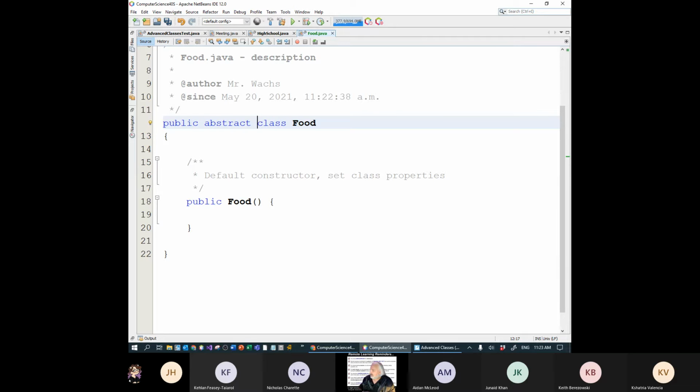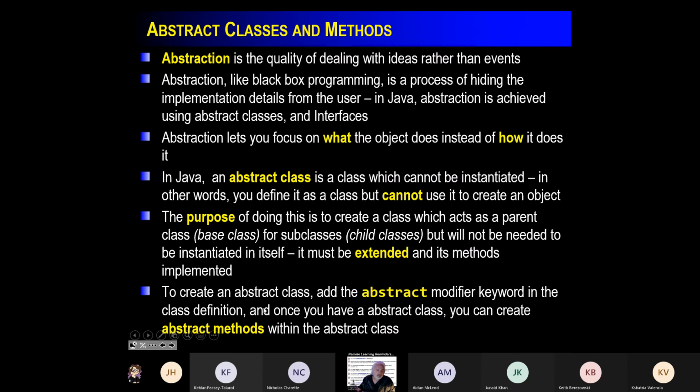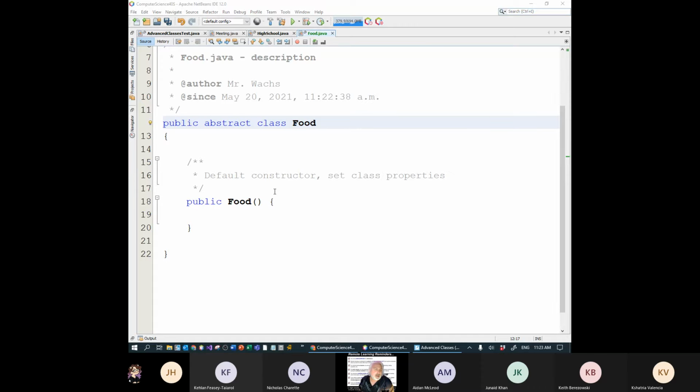And as I said in the last point of this slide in our notes, to create an abstract class, add the abstract modifier, which we did. But it also says that now that you've made an abstract class, you can create abstract methods. Prior to that, you couldn't do that. You couldn't add abstract methods to a regular class. Now, what does an abstract method mean?